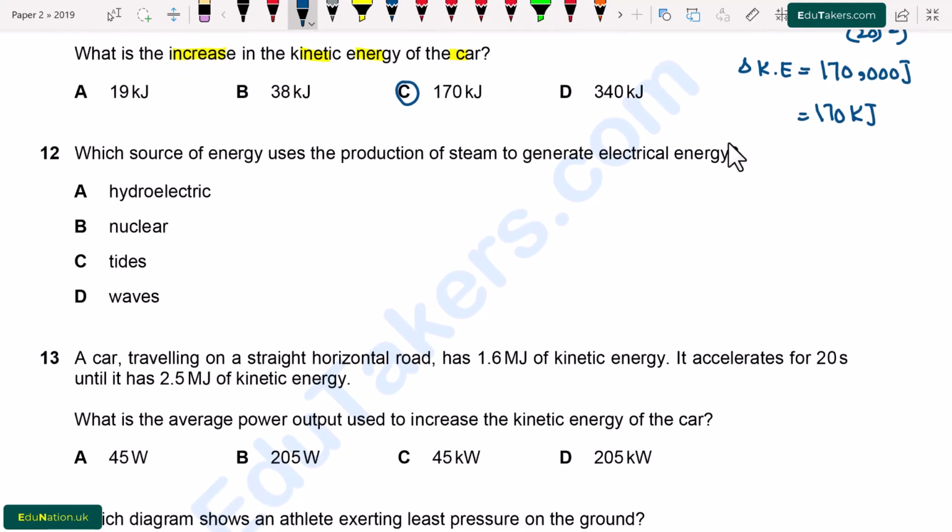Question number 12. Which source of energy uses the production of steam to generate electrical energy? Option A, hydroelectric, B, nuclear, C, tides, D, waves. So this is nuclear energy that uses the steam to generate electrical energy. So option B is correct.